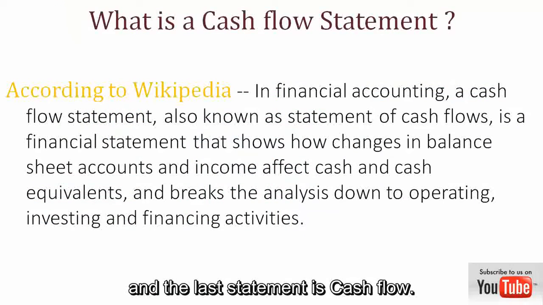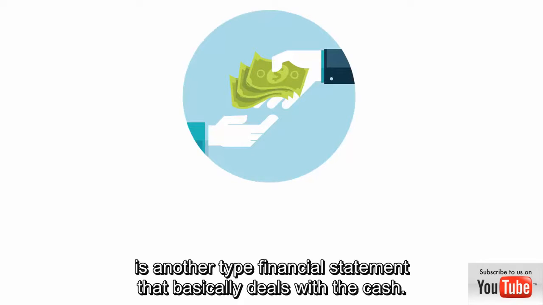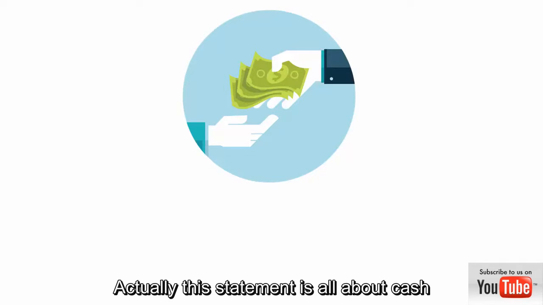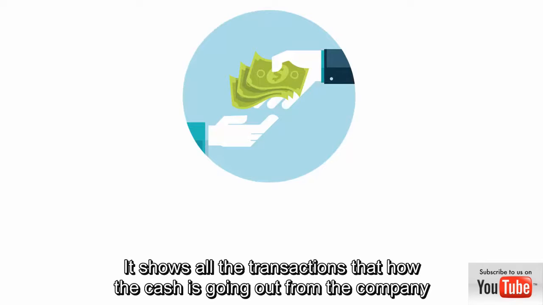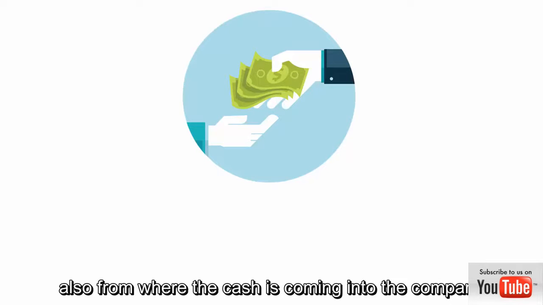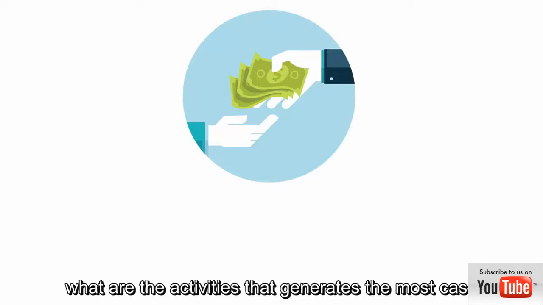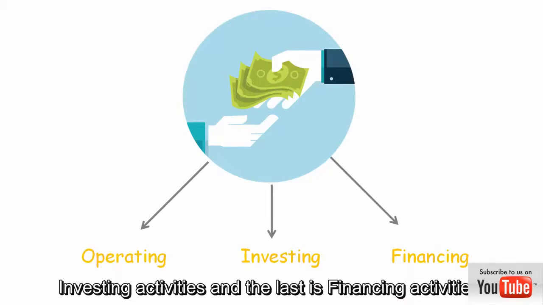And the last statement is cash flow. So a cash flow statement, also known as statement of cash flows, is another type of financial statement that basically deals with the cash. Actually, this statement is all about cash. That is, it shows all the transactions, how the cash is going out from the company, to which party it is going, also from where the cash is coming into the company. What are the activities that generate the most cash, and the others that lead to the outflow of cash. So it has three major elements, and these are operating activities, investing activities, and the last is financing activities.